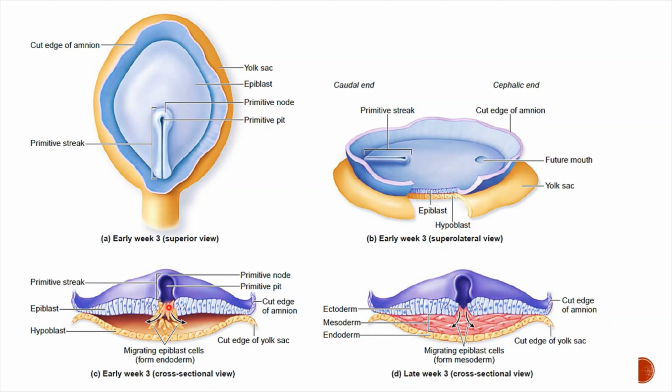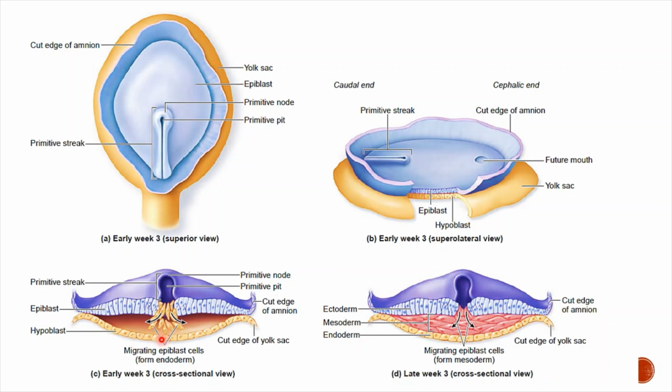And they are also going to move in this region between the epiblast and the definitive endoderm and form the intraembryonic mesoderm. When this happens, the epiblast then changes name to the definitive ectoderm. So what is demonstrated here is the movement of epiblast cells through the primitive streak into the space between the epiblast and the hypoblast.